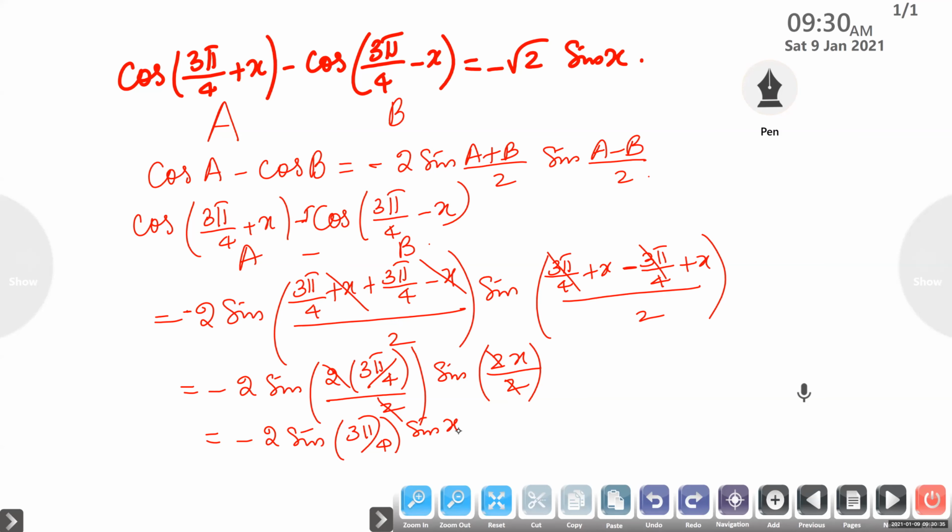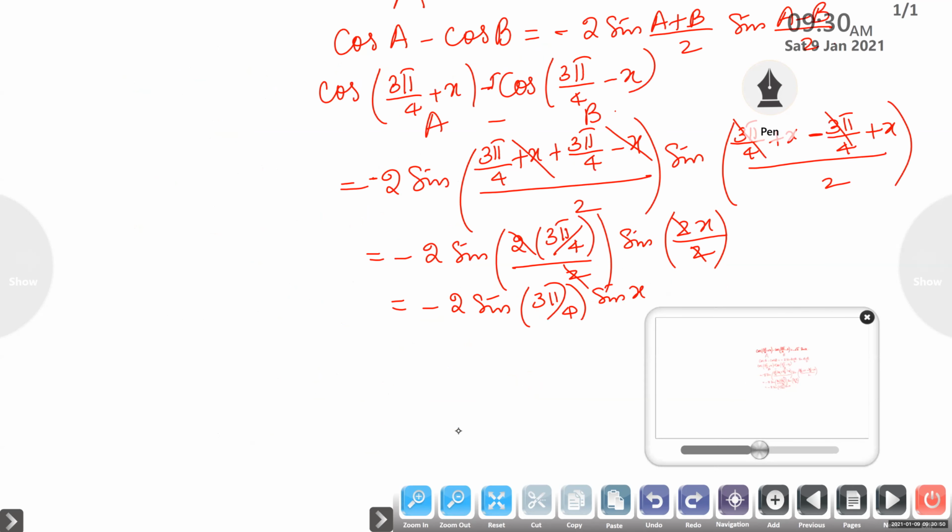What is the value of sine 3 pi by 4? That value we have to find, isn't it? Sine 3 pi by 4. How to do this? The other day we learnt how to find the value of sine 3 pi by 4.